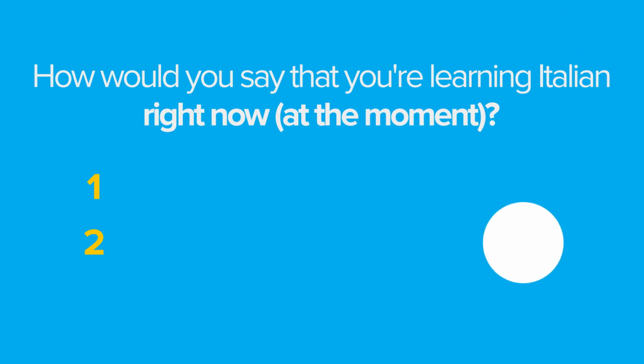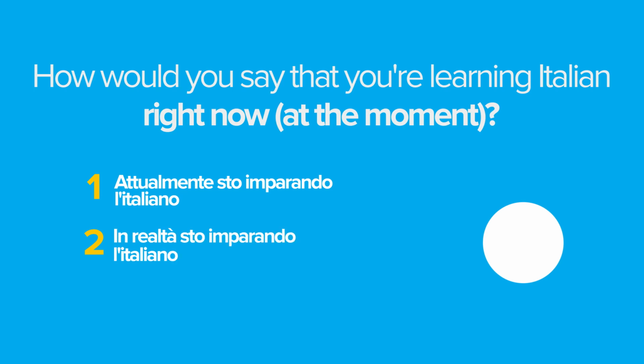Here I am, putting you to the test to make sure that these false friends really get into your head. What would you say to mean that at the moment, right now, you're learning Italian? Attualmente sto imparando l'italiano. Or in realtà sto imparando l'italiano. I think you got it right. It's the first option. In fact, like we said before, attualmente means currently.